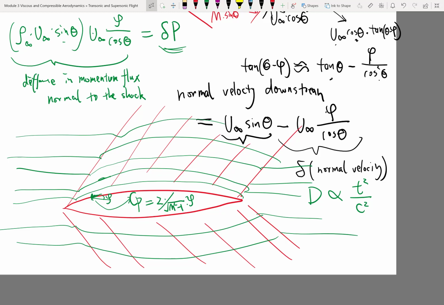yeah, so that's what we are covering for transonic and supersonic flows, and we'll touch a little bit more on it when we are working on our project.